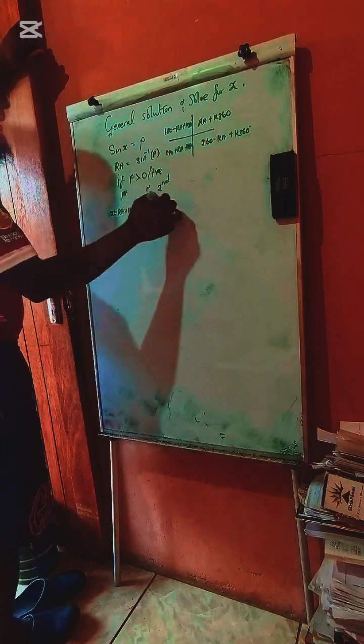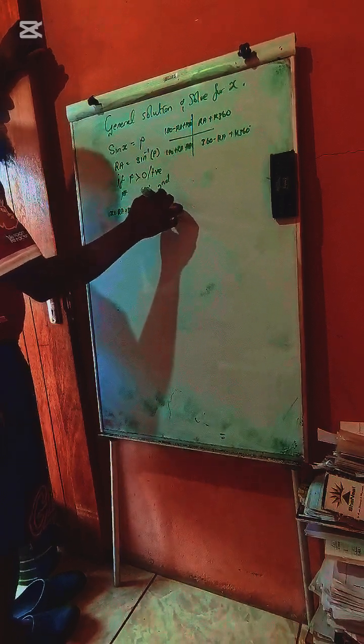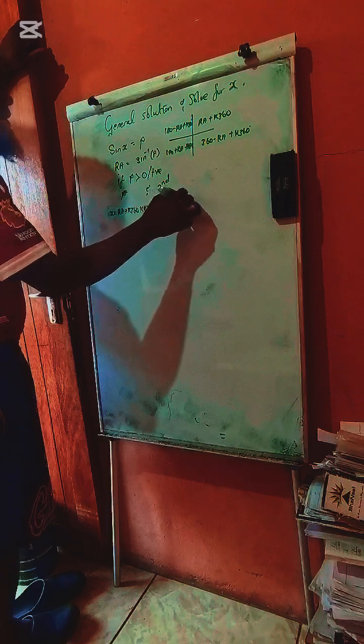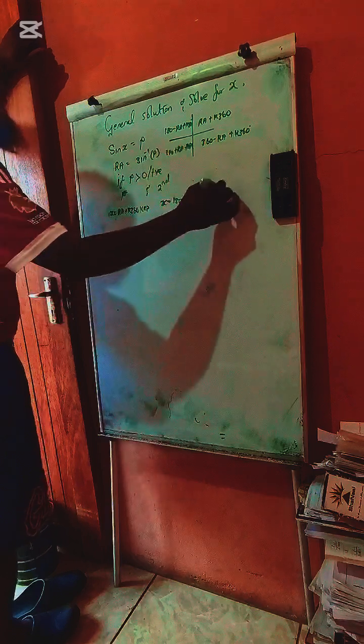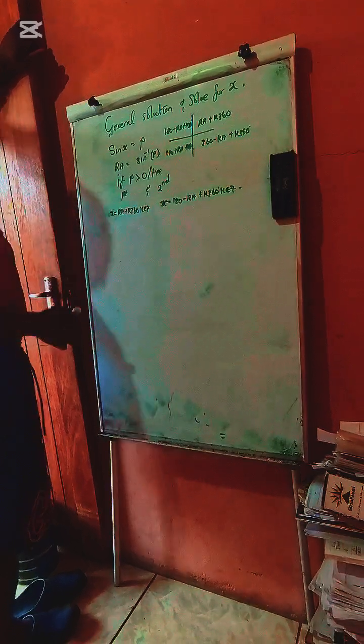Then the second quadrant, same thing. You're going to say x equals 180 minus reference angle plus k 360 degrees, where k is an element of all values.